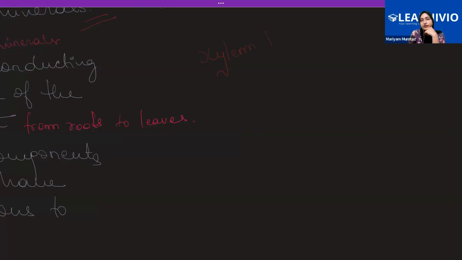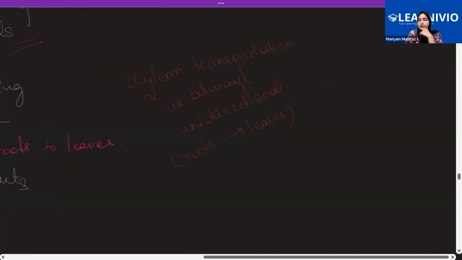Xylem transportation is always unidirectional. Okay? Meaning from root to the leaves. Always it's going to be like this. Okay? From the root to the leaves.